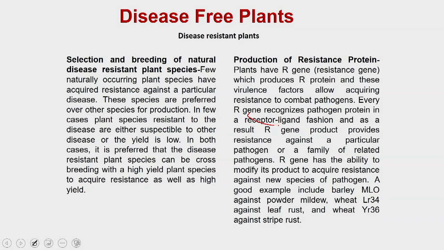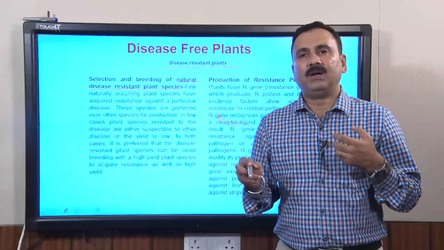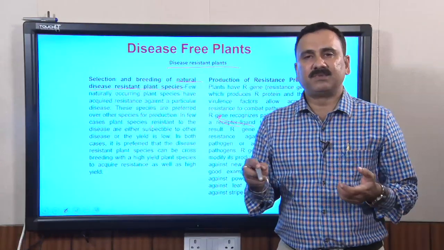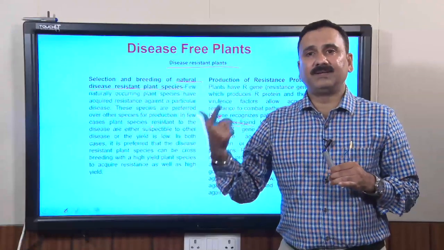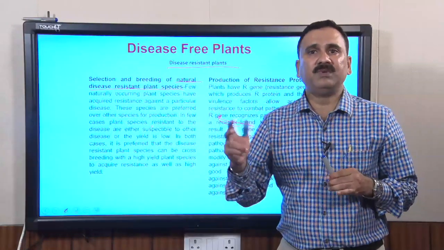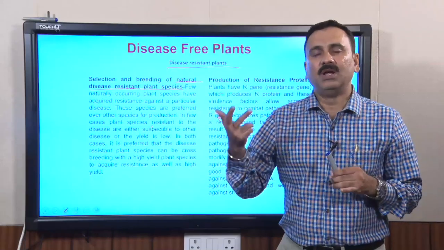Disease resistance plants can be generated by following two approaches. Either the selection and breeding of the natural disease resistance plant species, so you know that the plants are getting continuous exposure to the pathogenic organisms, and once they are exposed to the pathogenic organism, they also acquire the resistance on their own, which means they are also having natural resistance.